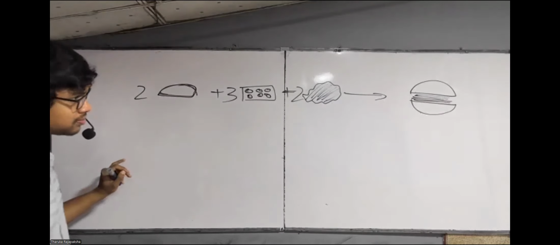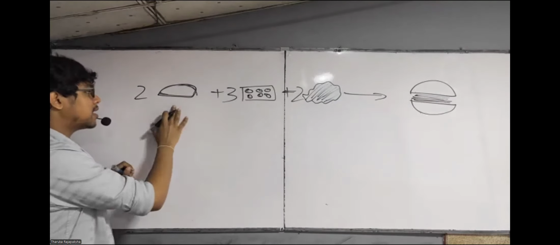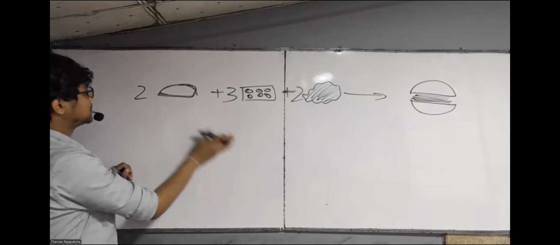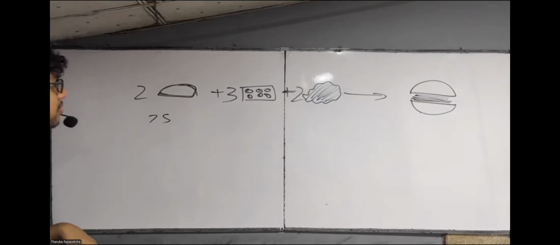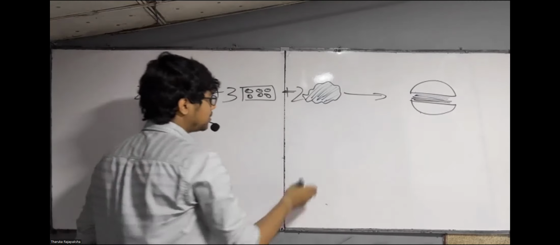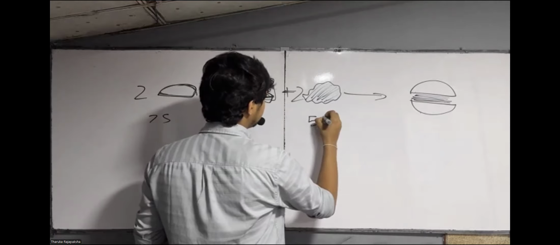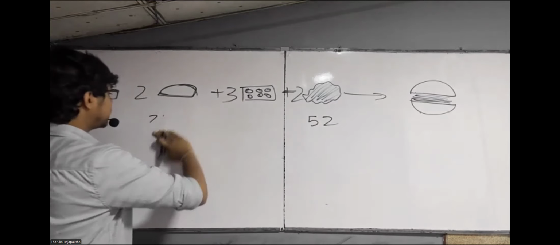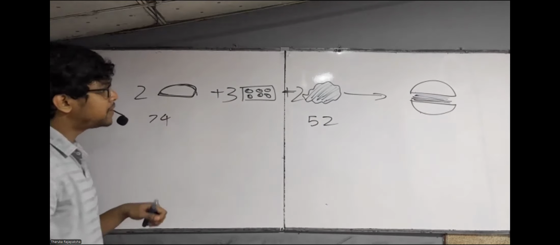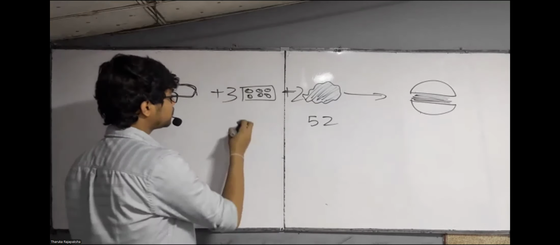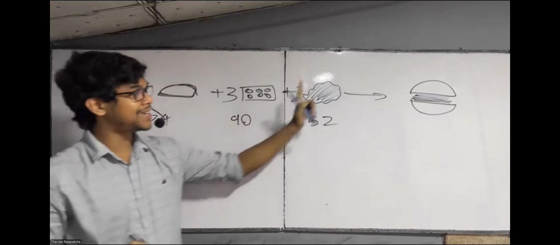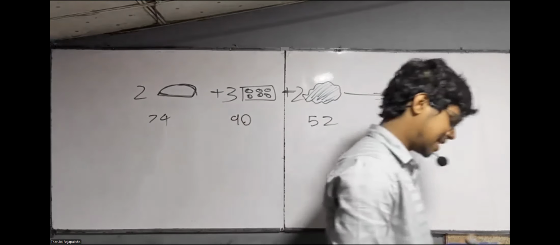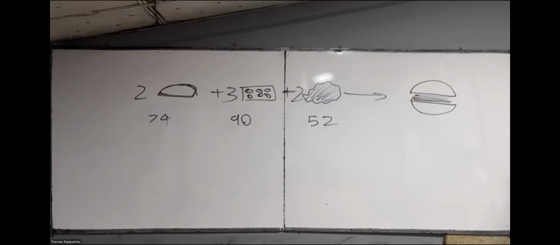Okay, now I'm going to tell you there are 75 breads, 52 leaves, and then there are 90 cheese. Tell me, how many burgers can you make? How many burgers can you make?